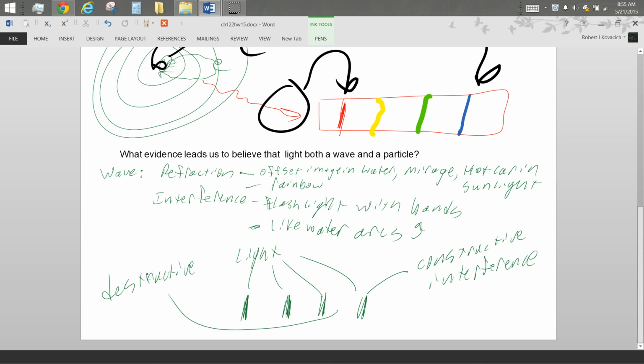So sometimes the light builds up on top of itself and the intensity of the light gets bigger, and then sometimes it doesn't and it cancels itself out, and so you end up with dark spaces.